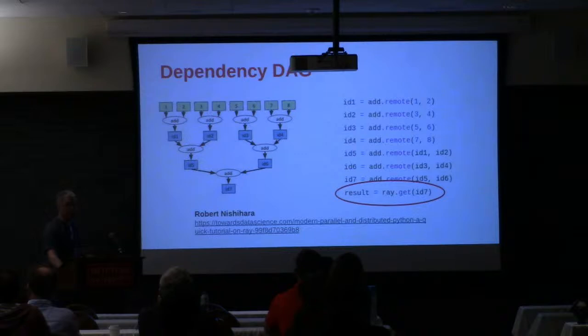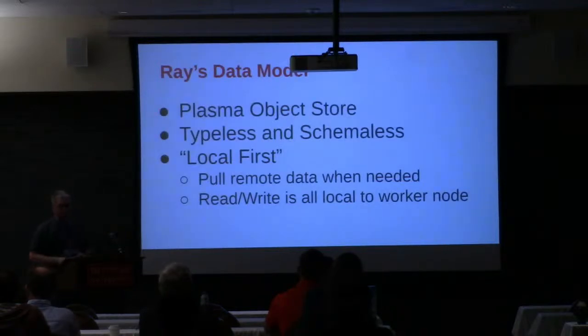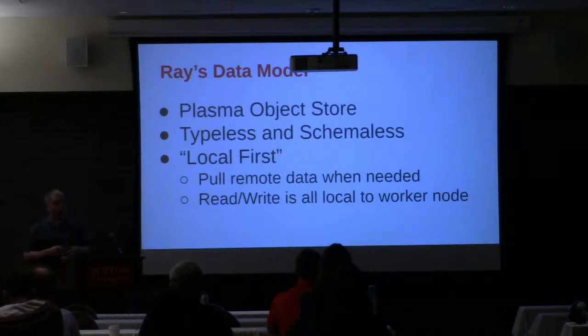So yes, that's a great idea. Ray's data model is basically a typeless object store, which is implemented by Plasma. Now, at the time when Plasma started, it was actually part of the Ray code base, but they've since exported it to Arrow. So the Plasma stuff you can now find under the Apache Arrow project. Like a lot of things in Python, it's typeless and schemaless. It's just data that you push up there.